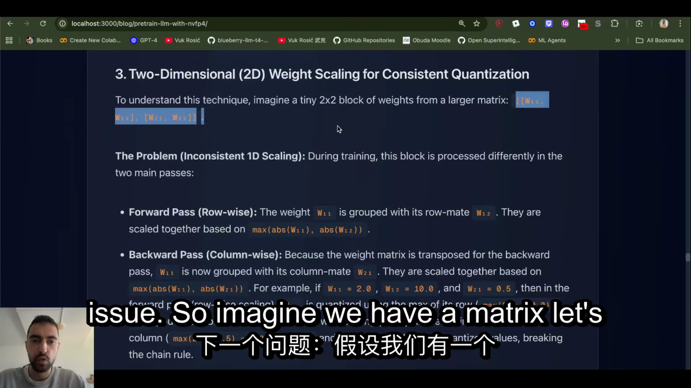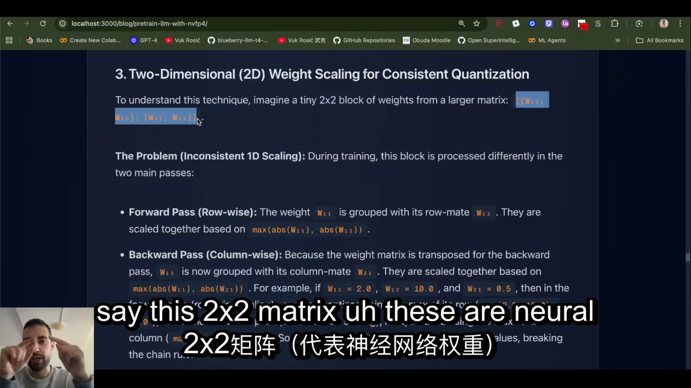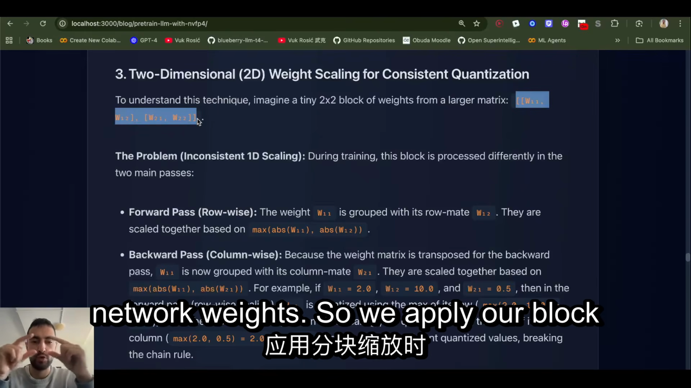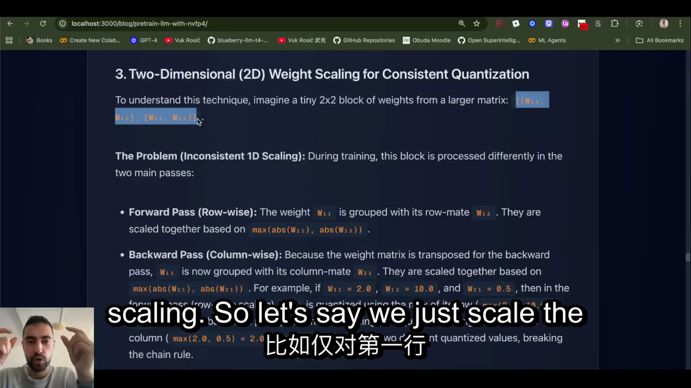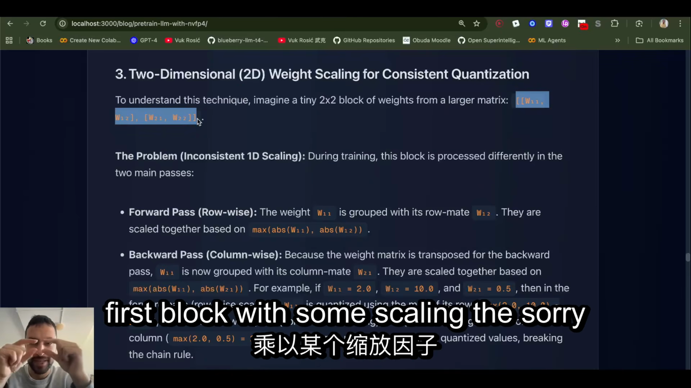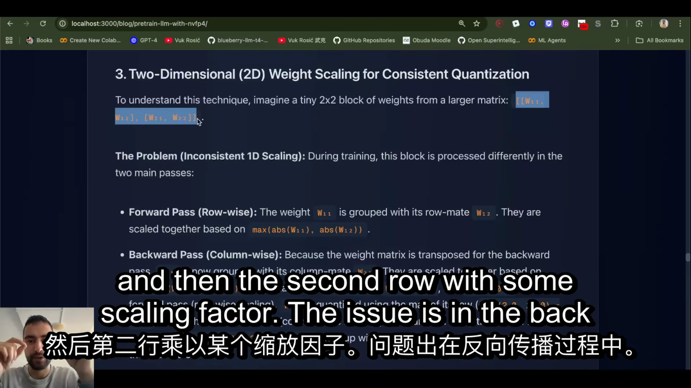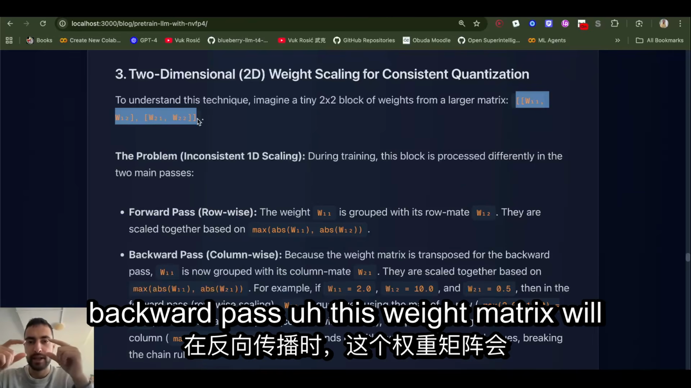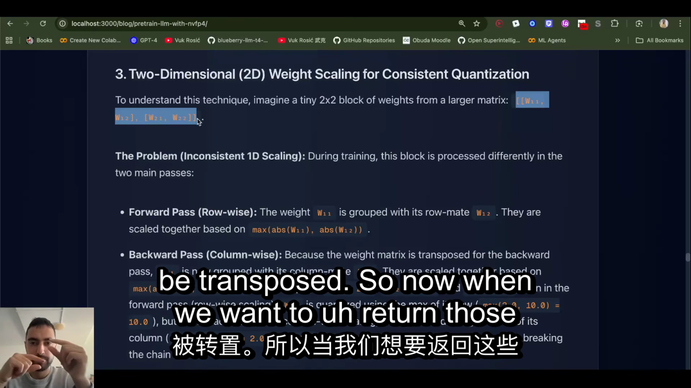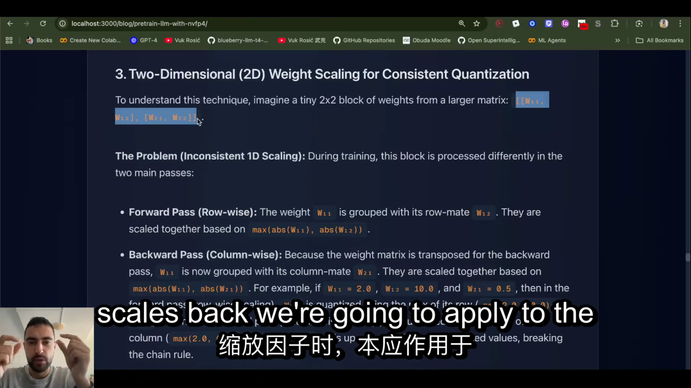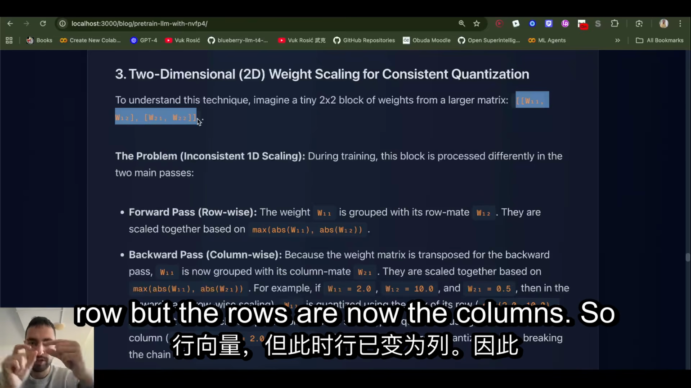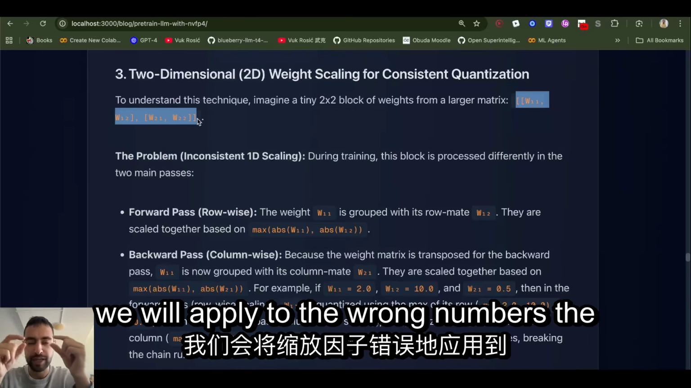Next problem or issue. Imagine we have a matrix, let's say this 2 by 2 matrix. These are neural network weights. So we apply our block scaling. Let's say we just scale the first row with some scaling factor, and then the second row with some scaling factor. The issue is in the backward pass, this weight matrix will be transposed. So now when we want to return those scales back, we're going to apply them to the row, but the rows are now the columns, so we will apply the scaling factor to the wrong numbers.